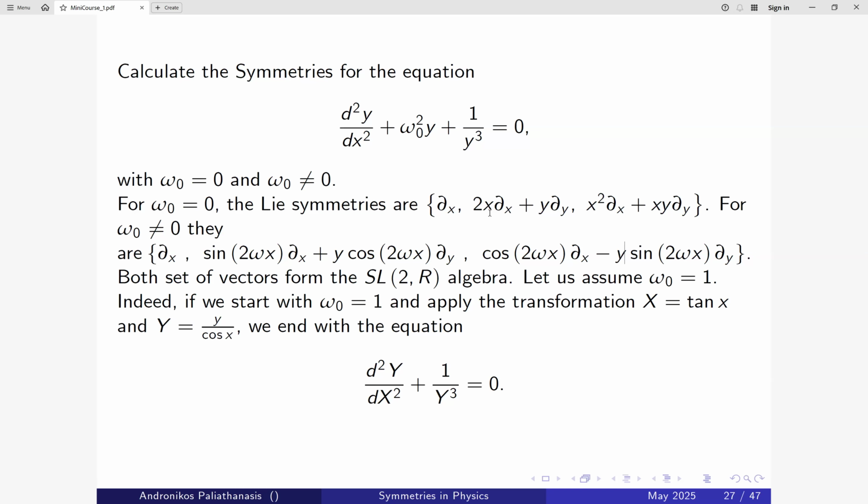For instance, since one representation is for omega equals 0, and the other representation for omega non-zero, it means that if we start from the equation with non-zero omega, then if we apply the change of variables, we can eliminate the oscillator term, the omega term, and end up with a nonlinear differential equation without the linear term. Indeed, for instance, when omega equals 1, the transformation from x, y to capital X, Y is given by this. And the first equation with the oscillator term can be expressed in terms of the latter equation. So if we have the solution of the one, by applying the transformation, we can find the solution of the other one. These two equations are related through a change of variables.